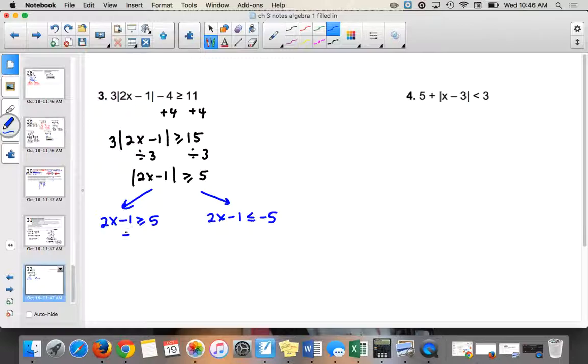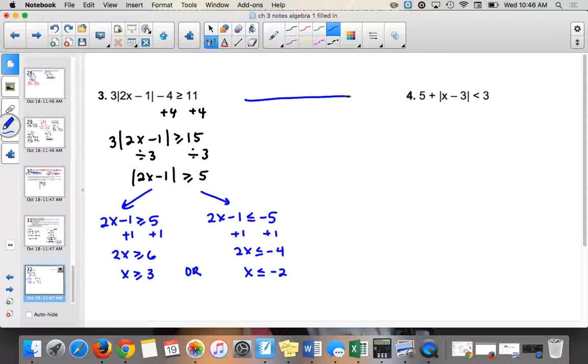Okay, we add 1. I get 2x is greater than or equal to 6. I get x is greater than or equal to 3. I add 1. I get 2x is less than or equal to negative 4. I get x is less than or equal to negative 2. Would I put an and or an or in between it? It's a greater than originally, so it's an or, yep.